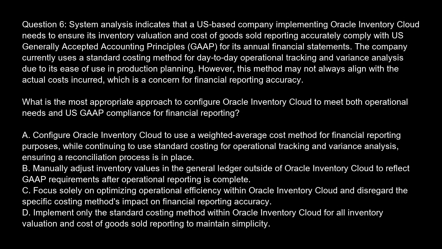Option A. Configure Oracle Inventory Cloud to use a weighted average cost method for financial reporting purposes, while continuing to use standard costing for operational tracking and variance analysis, ensuring a reconciliation process is in place. Option B. Manually adjust inventory values in the general ledger outside of Oracle Inventory Cloud to reflect GAAP requirements after operational reporting is complete.